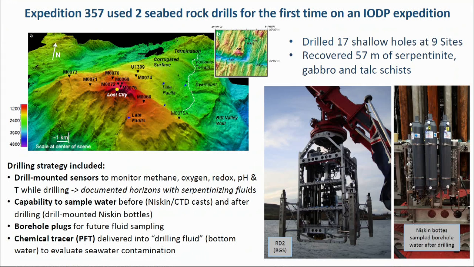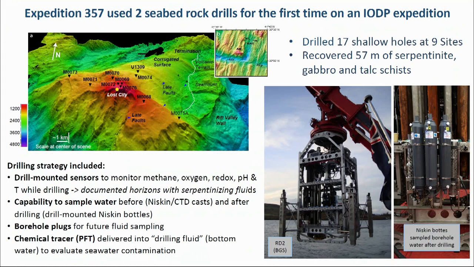We mounted sensors on the drills to monitor redox, methane, oxygen, pH, and temperature while we were drilling. The bottom water was used as the drilling fluid, and the sensors were pumped through it to document variations in these parameters. We were able to document horizons that had elevated methane, hydrogen, and lower redox. We also sampled the water column before we drilled, and had drill-mounted Niskin bottles to sample water after drilling.